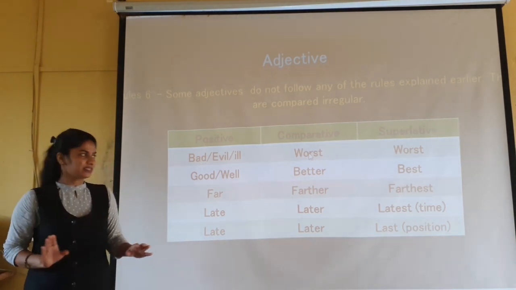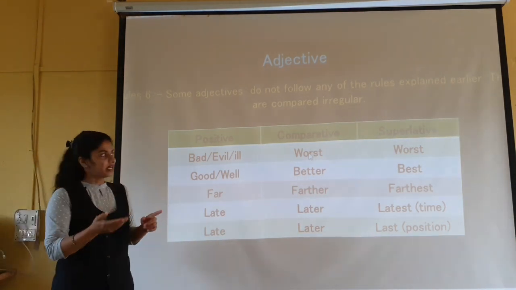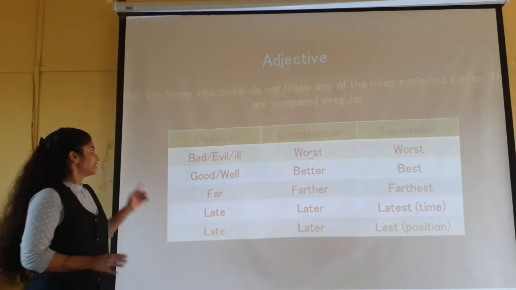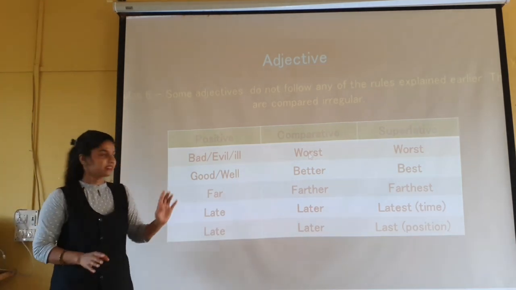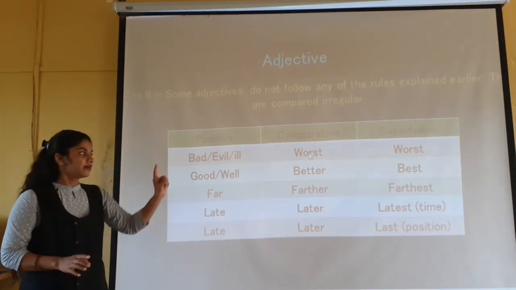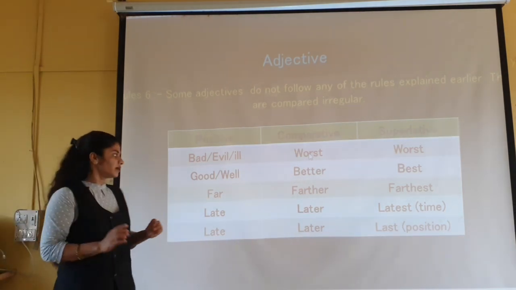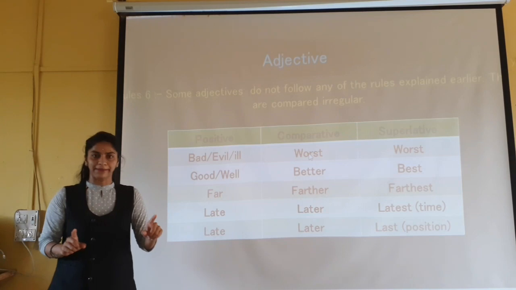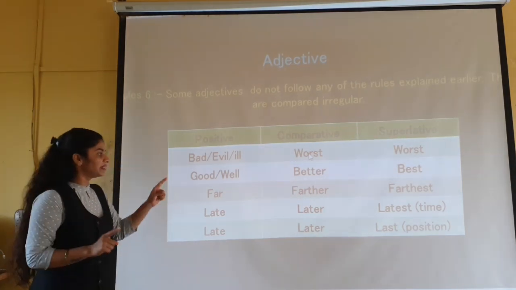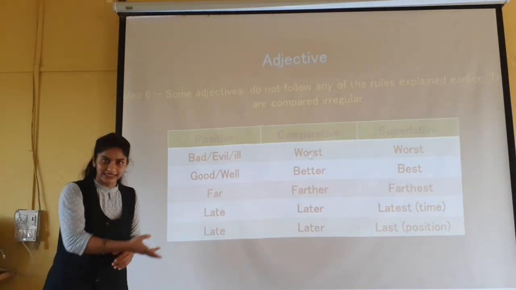Good, better, best. We can't say good, gooder or goodest. That is wrong. It's good, better, best. Far, farther, farthest. Late, later, latest. Now here again, late will be about time. If there is a time, it will be later and latest.